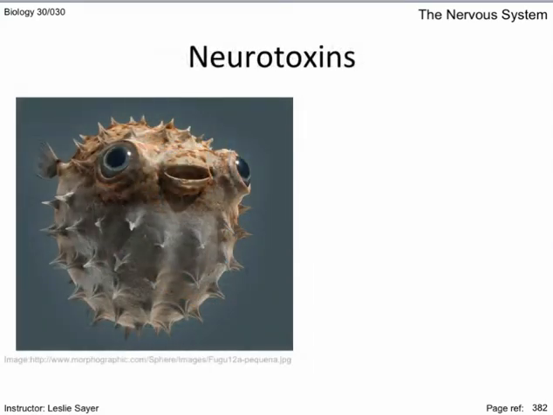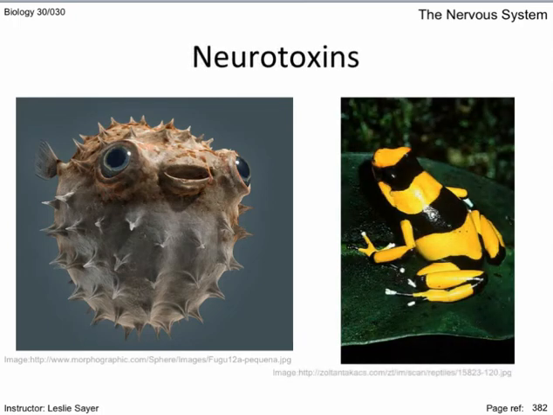Tetrodotoxin, found in skin, ovaries, liver, and the intestines of the pufferfish, fugu in Japan, blocks sodium ion channels by preventing acetylcholine attaching to postsynaptic membrane receptors. Batrachotoxin, secreted by the skin of a Colombian poison arrow frog, is the most potent known venom. It acts by increasing sodium ion channel activity. An antidote to pufferfish toxin, perhaps.